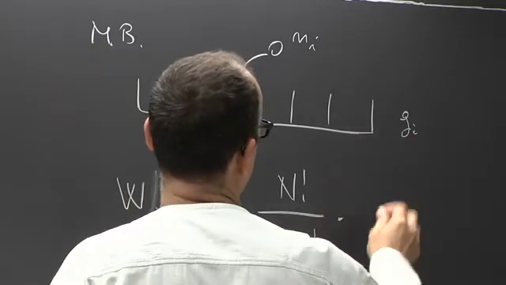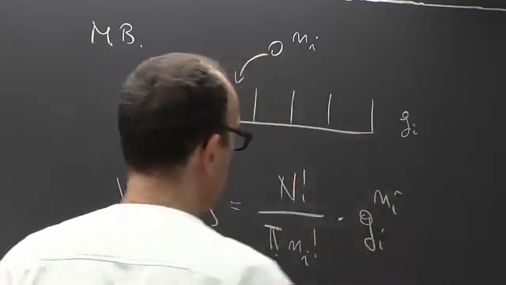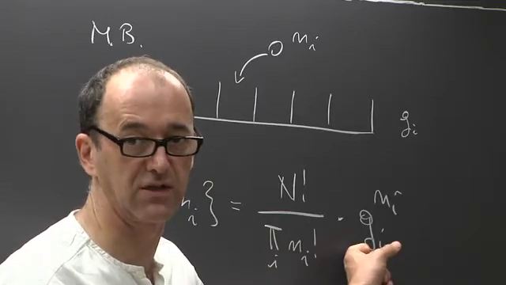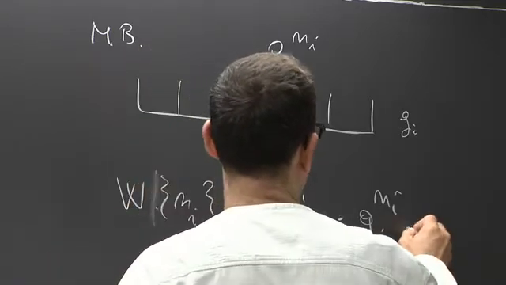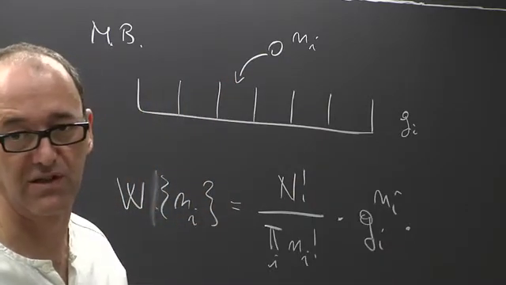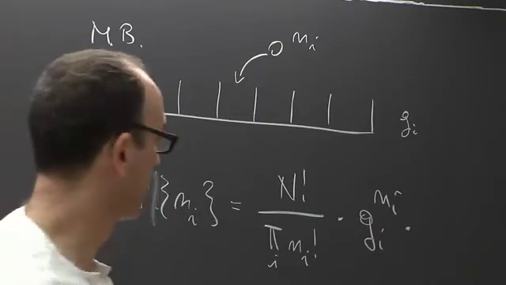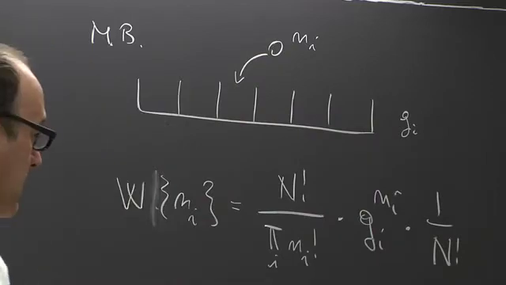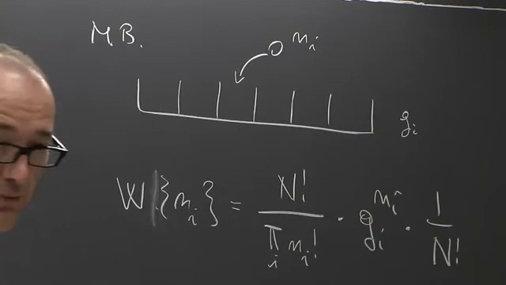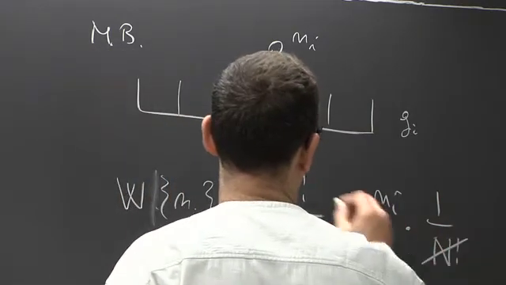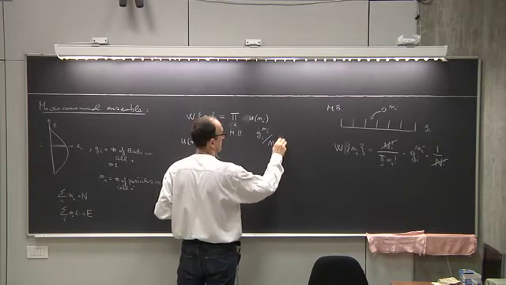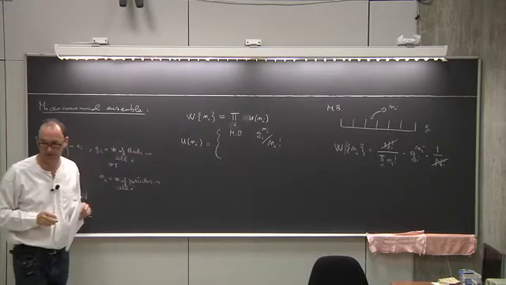Then I will have this factor gi to the ni, which is the number of ways in which I can distribute ni, small ni particles in gi energy levels. And then since I know that this is wrong because it gives the Gibbs paradox, I will put 1 over n factorial. Okay? So this is the way in which you compute the statistical weight for the Maxwell-Boltzmann distribution. So you see that because of this, this number here will be equal to gi to the ni divided by ni factorial.